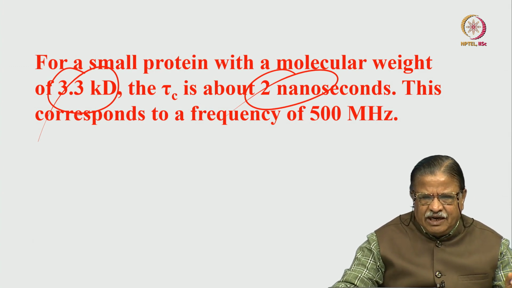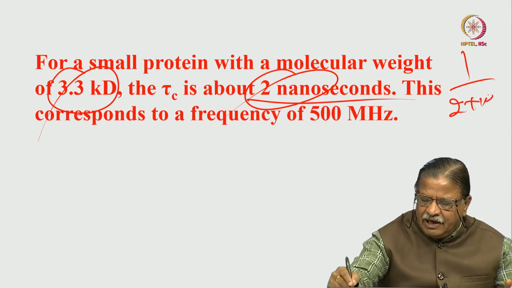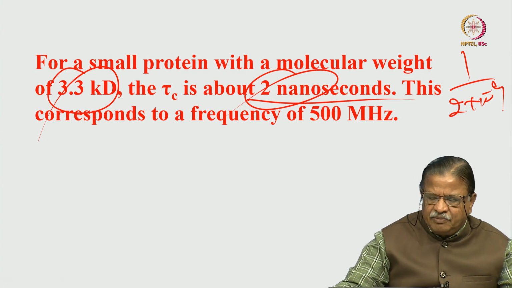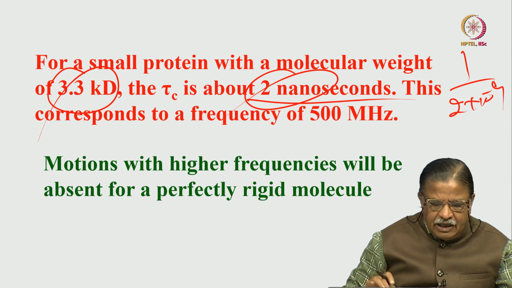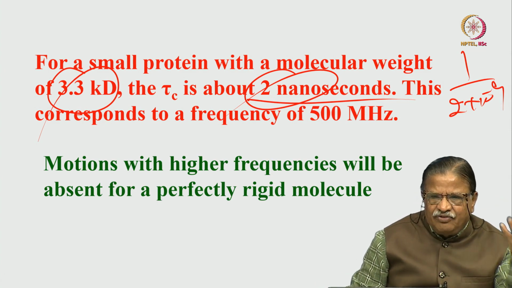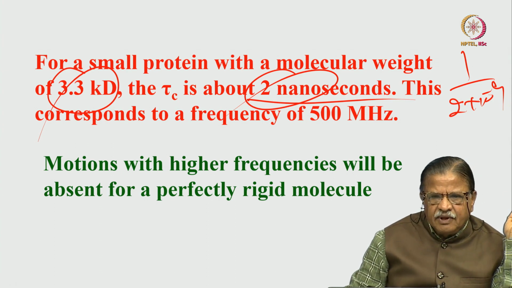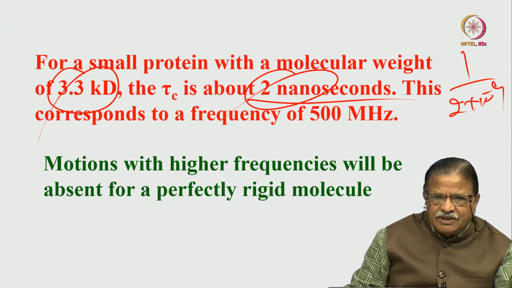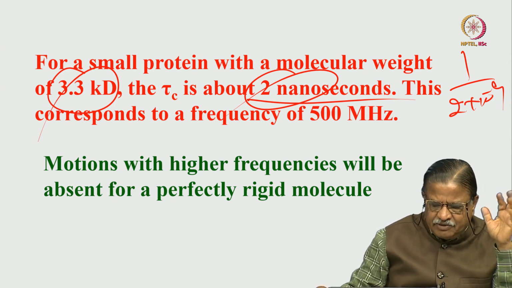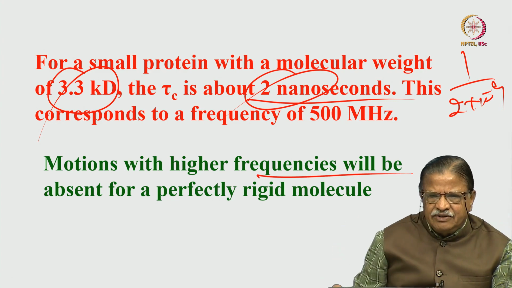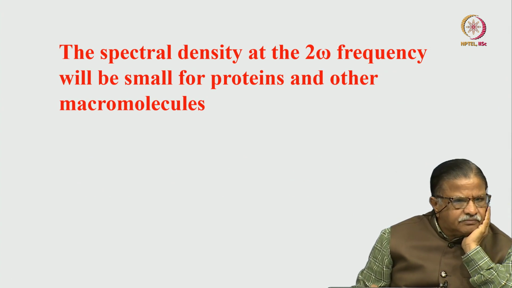Because once I know the correlation time, 2 nanoseconds, 1 over 2 times 10 to the power of minus 9, we can find out that it turns out to be 500 megahertz. So that is the frequency of correlation time for a particular molecular weight. Motions with higher frequency will generally be absent for a perfectly rigid molecule. These are just information I am giving you.